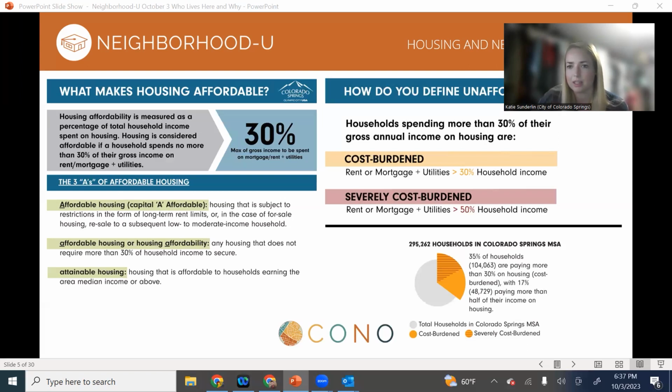Are there any questions on that? There's a lot of information on one slide. Is there an attainable lowercase and capital, or just a lowercase a for attainable? The only capital A affordable housing is when there is a government subsidy within there or some type of restriction on the rent that can be charged.